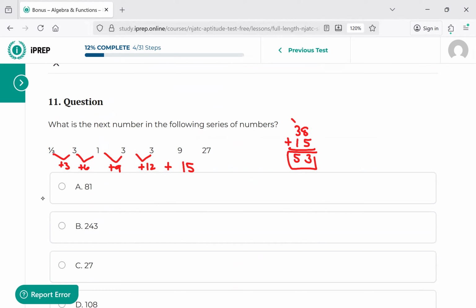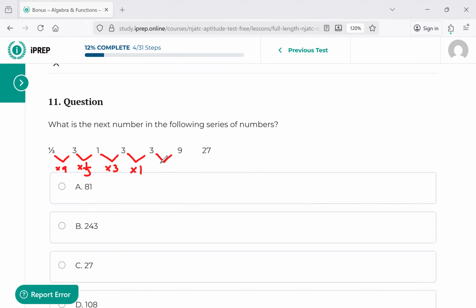Let's try 11. Look at the numbers. We have 1/3, 3, 1, 3, 3, 9, 27. I don't think we'll add a number. I think we're going to multiply. So from 1/3 to 3, what did you have to multiply? 9, right? And then from 3 to 1, what did you have to multiply? 1/3. And then from 1 to 3, what did you have to multiply? 3. And then from 3 to 3, what did you have to multiply? 1.